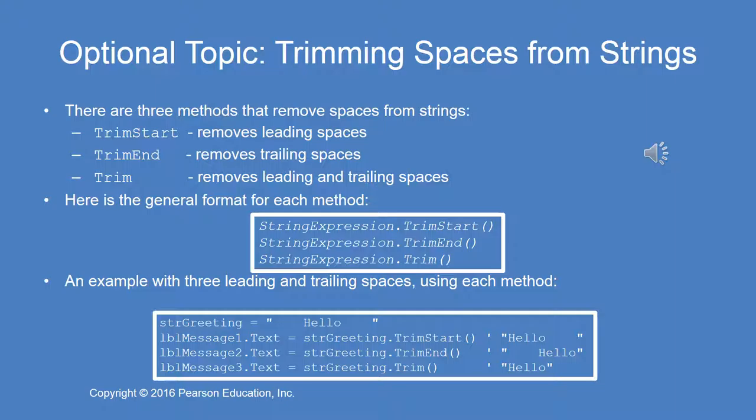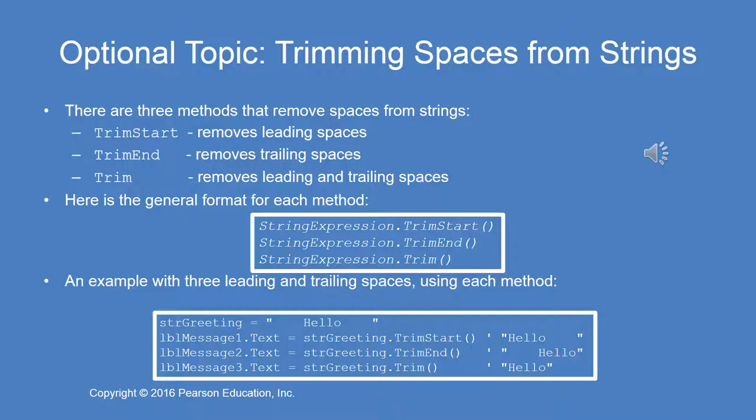Here's an example with three leading and trailing spaces using each method. In the first, you see we have, it looks like, three spaces. It's very hard to tell visually. Three spaces, then capital H-E-L-L-O, and then three spaces, being assigned to the string greeting variable.